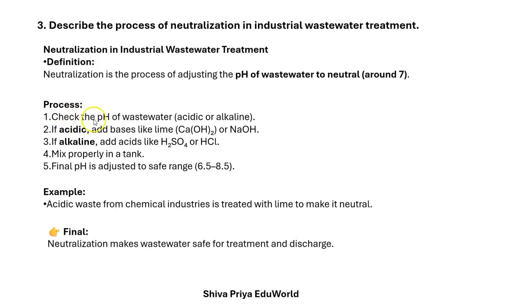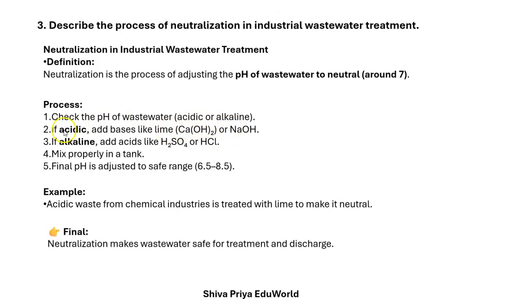The process: it will check the pH of the wastewater. The first step is it will check the pH. What is the pH of that wastewater? Acidic or alkaline, which kind of water is this? It will check the pH of that wastewater. After that, if it is acidic, then add bases like lime, NaOH, or calcium hydroxide. It will add bases like these.